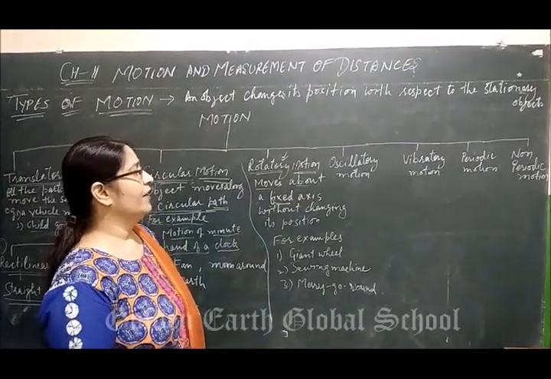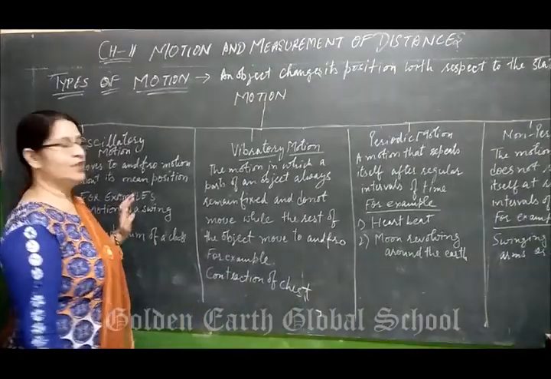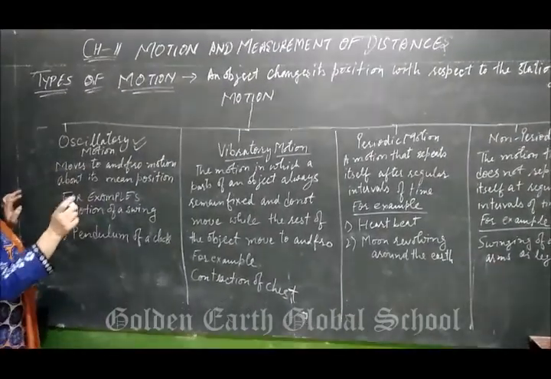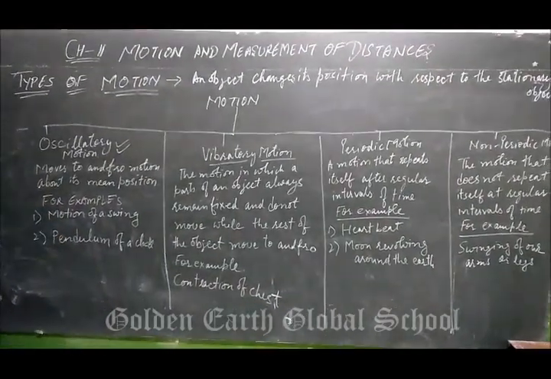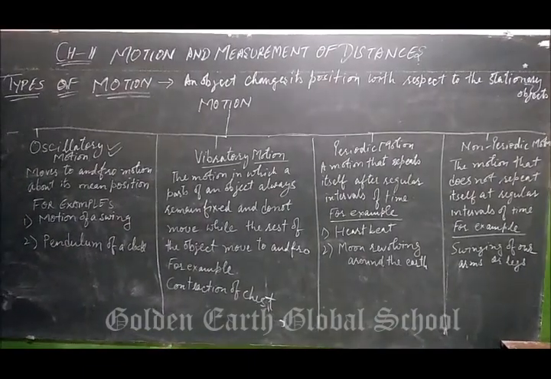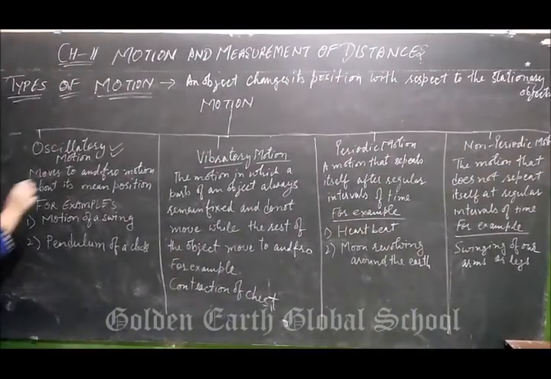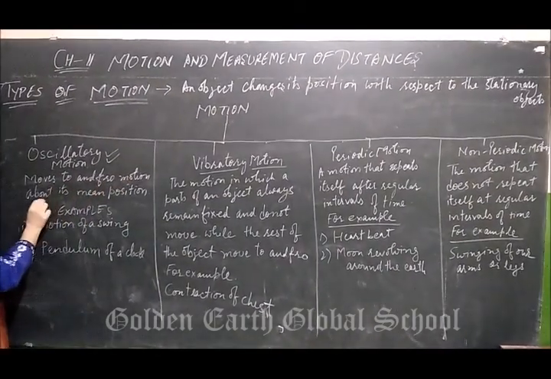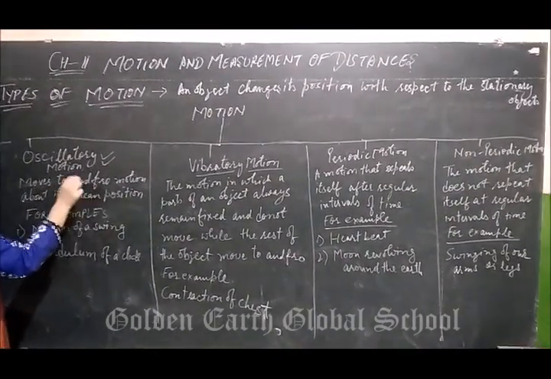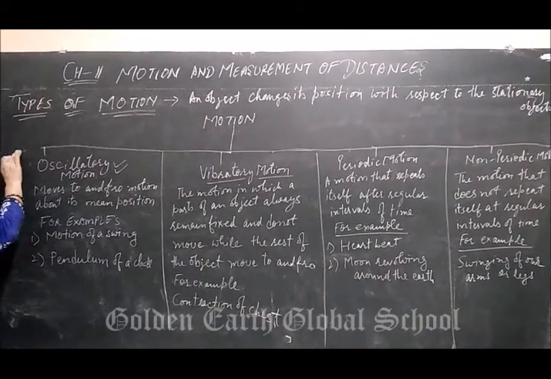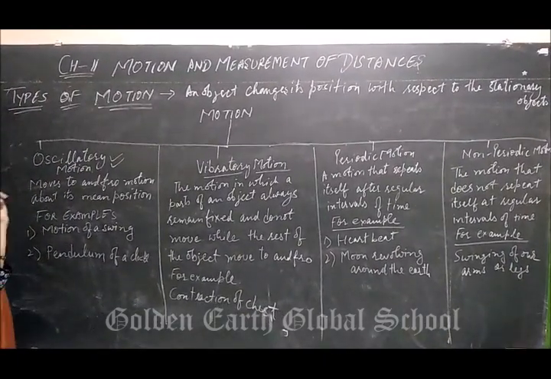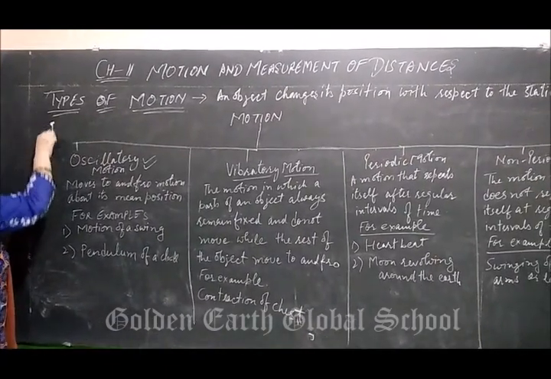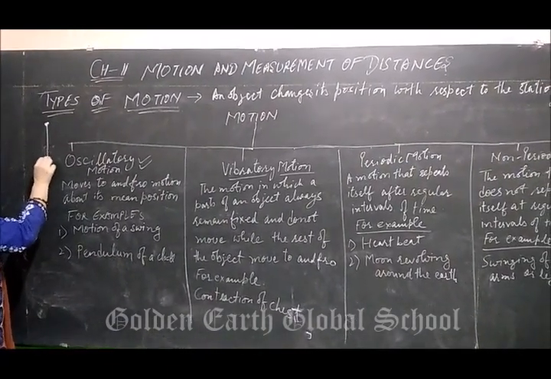Next is oscillatory motion. Oscillatory motion means when an object moves to and fro about its mean position. Means to and fro motion. For example, you have seen the pendulum of a clock. This is its mean position. A thread with a bob is hanging here.